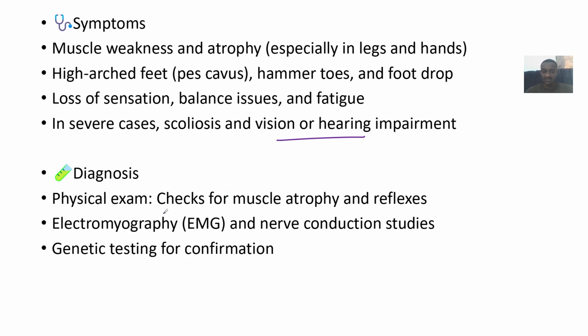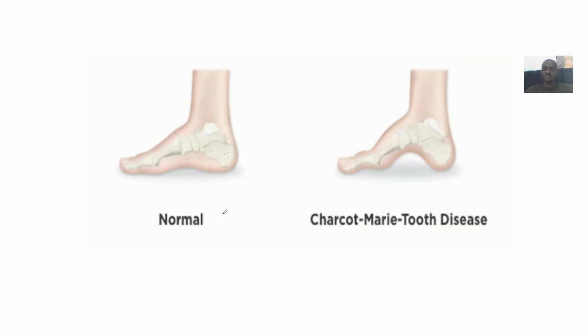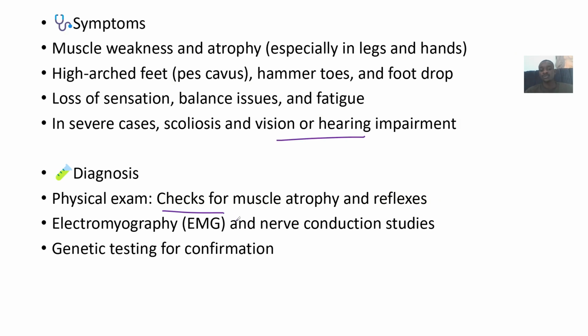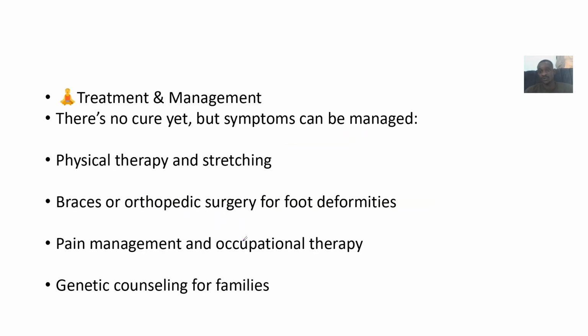So diagnosis is by physical examination. You want to check for muscle atrophy. You want to look at the part of the body that is affected. Like for this one, I can see the high arch foot and all of that. Then electromyography, you want to look at the muscle and the nerve. How is conduction going in between these two? Then genetic testing, just for confirmation.